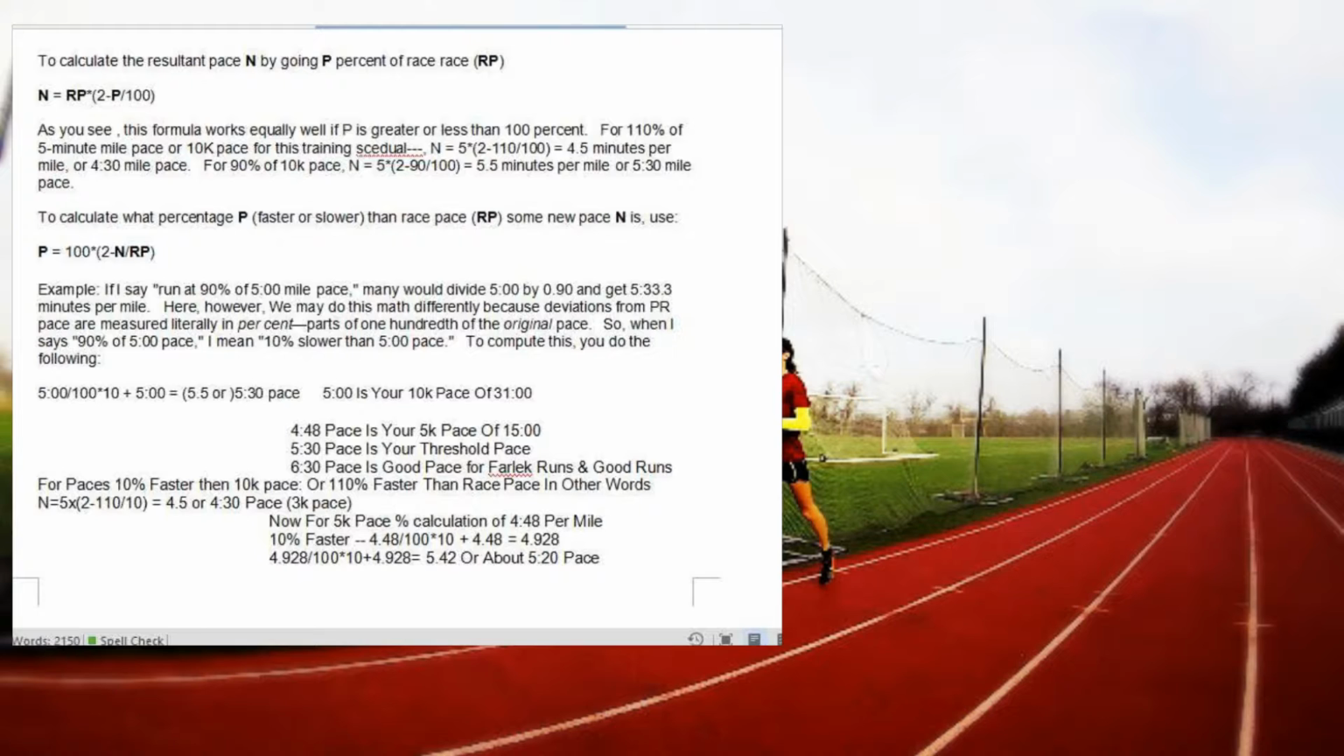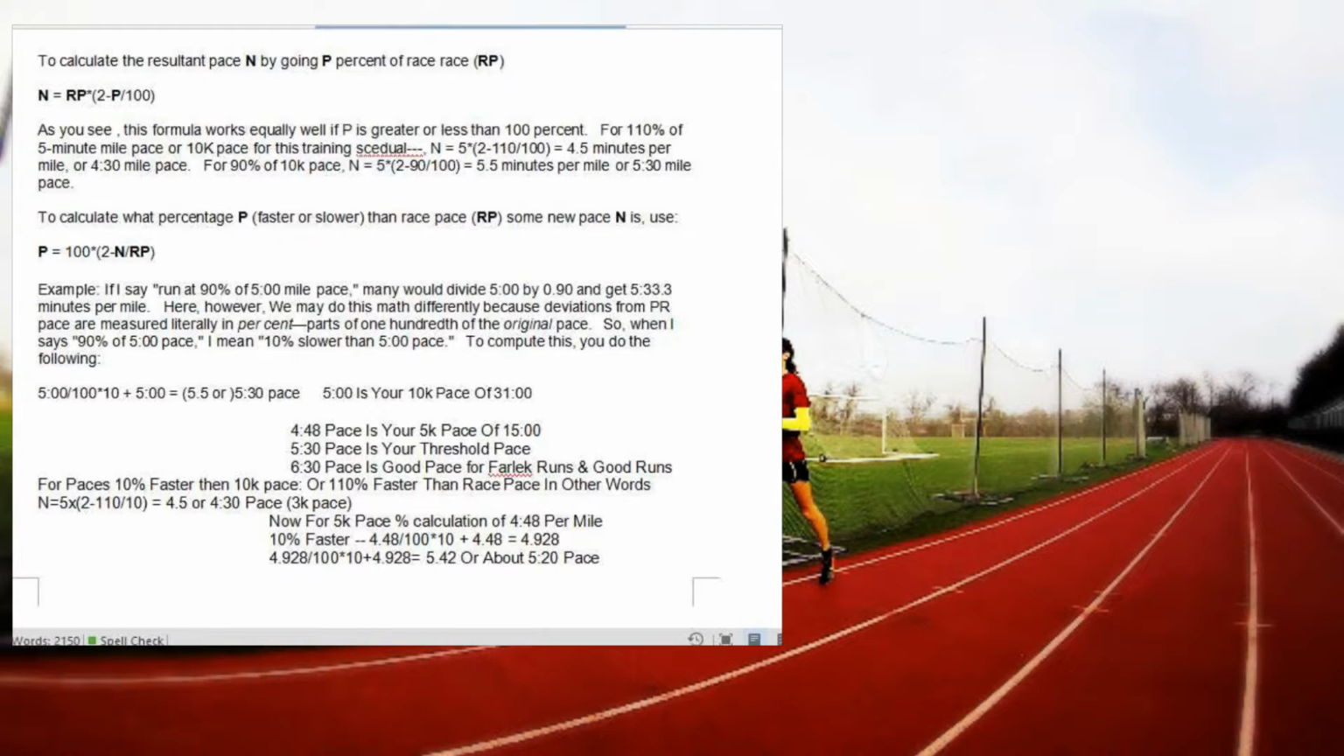For 110% of 5-minute mile pace, or 10k pace in this training program, that's a 31-minute 10k, for this training schedule, n equals 5, as the 5-minute mile, times (2 minus 110 divided by 100). You're going to get 4.5 minutes per mile, or 4:30 mile pace.